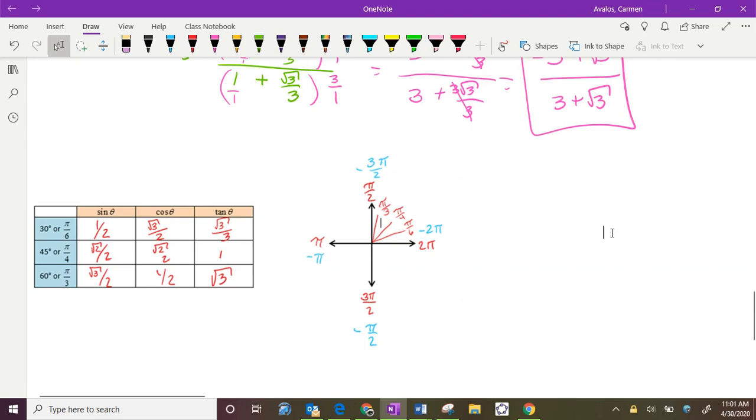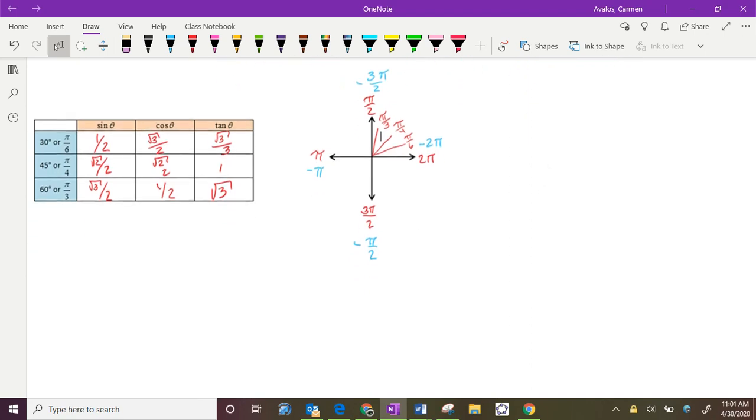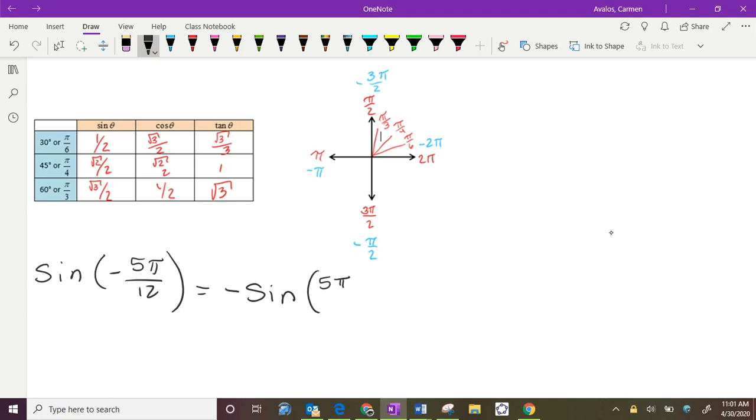But one of the things is, how do I figure out what to do if, say, for example, I have a problem that is sine of negative 5 pi over 12. So one of the things that you want to do first is notice that sine is an odd function, so that negative is actually equivalent to negative sine of 5 pi over 12. You could do that. But now you have to use the sum and difference identities because you want to find the exact answer.